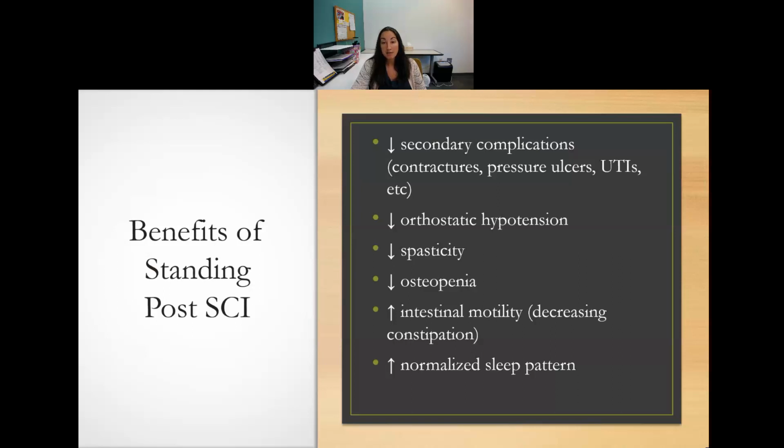It will decrease their secondary complications. It can decrease their likelihood of getting orthostatic hypotension, decrease their spasticity. It can fight against osteopenia because it helps them reabsorb the calcium that's being lost from their bones. It can increase their intestinal mobility, so decreasing their constipation, and it can help normalize their sleep patterns. So it's still huge. They can get a lot of benefits from standing, even if it's not functional.